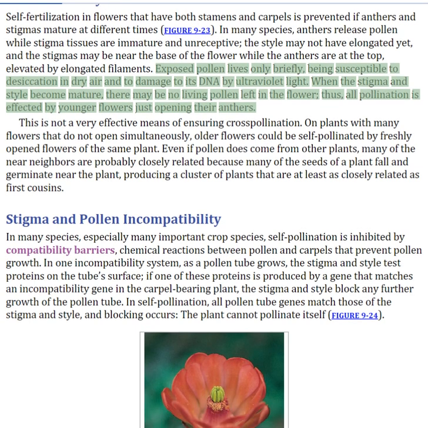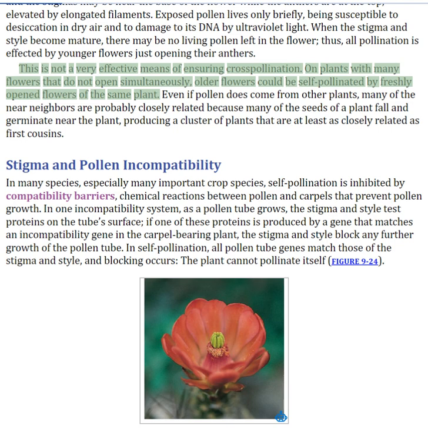Exposed pollen lives only briefly, being susceptible to desiccation in dry air and to damage to its DNA by ultraviolet light. When the stigma and style become mature, there may be no living pollen left in the flower, thus, all pollination is effected by younger flowers just opening their anthers. This is not a very effective means of ensuring cross-pollination.